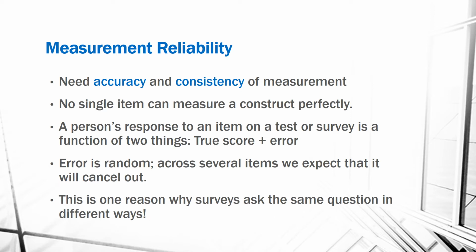Measurement reliability refers to the accuracy and consistency of measurement. It's nearly impossible, if not completely impossible, to measure a construct perfectly with a single item. In other words, we can't ask just one question that is going to do a perfect job of capturing everything that we want in a manner that is both accurate and consistent from one time to the next.